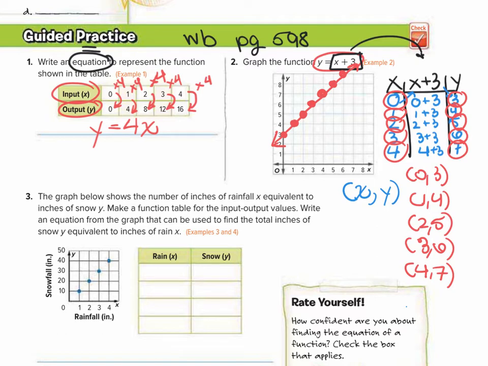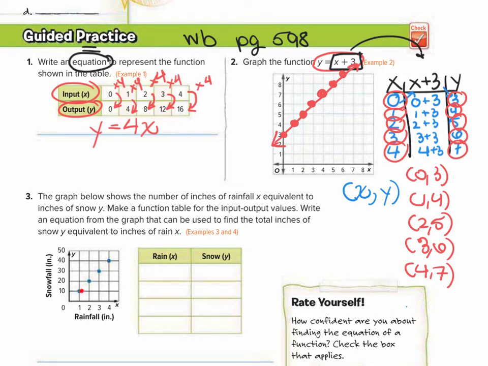Number 3, the graph below shows the number of inches of rainfall, x, equivalent to inches of snow, y. Make a function table for the input-output values and then write an equation from the graph that can be used to find the total inches of snow, y, equivalent to inches of rain, x. So first, let's fill in our table using the ordered pairs from the graph.